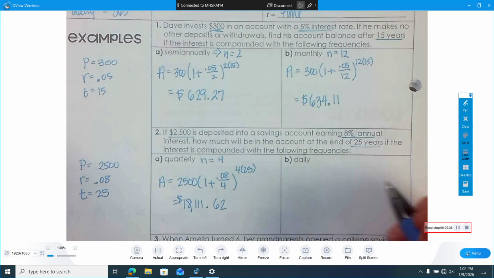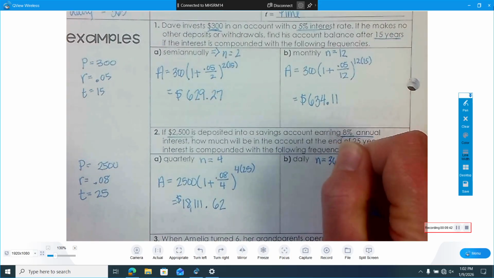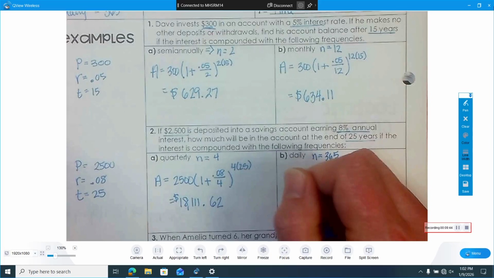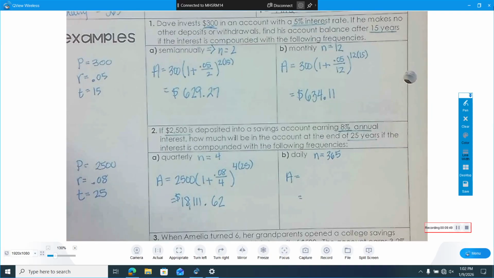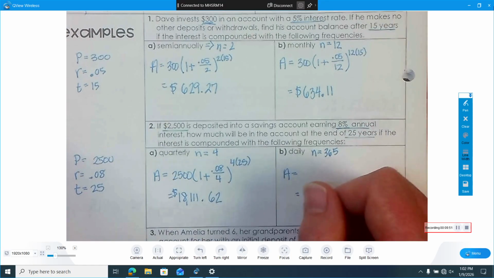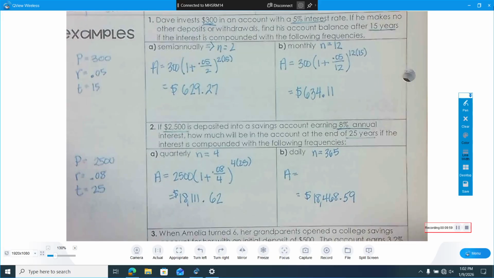All right. Let's see. Go ahead and do daily. N would be what? 365. Will you go ahead and take a second and figure that out? Did you do it already? What'd you get? I got 18,468.59. Again, if we compound more often, we're going to make more money.